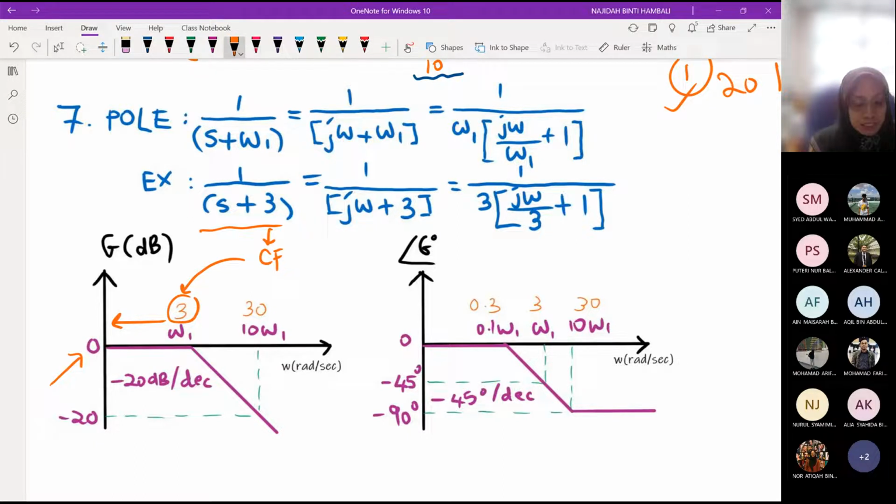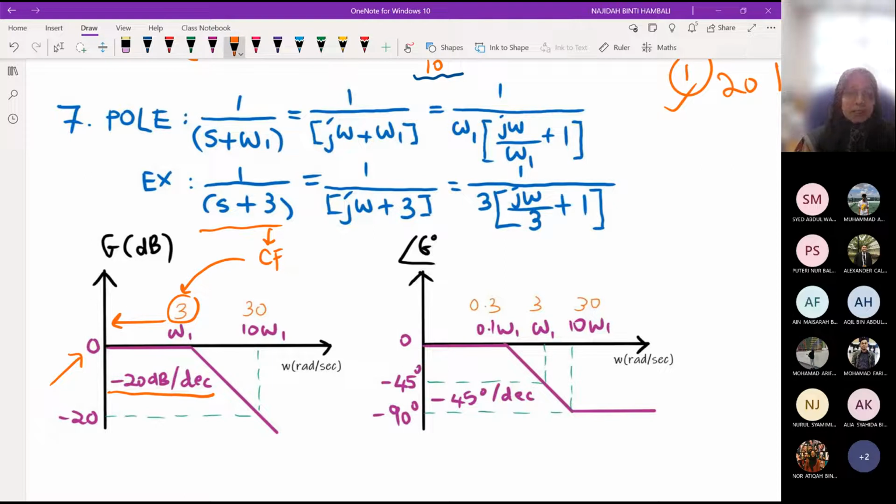Slope is 0 dB per decade. Larger than the cutoff frequency until infinity, the slope is negative 20 dB per decade. Why negative? Because it is the function from the denominator, pole. Pole slope must be negative. Zero slope must be positive. If it is a single root, the value is 20. If double root, the value is 40. If you have triple root, the value is 60.